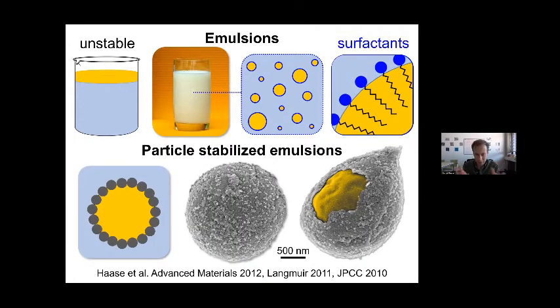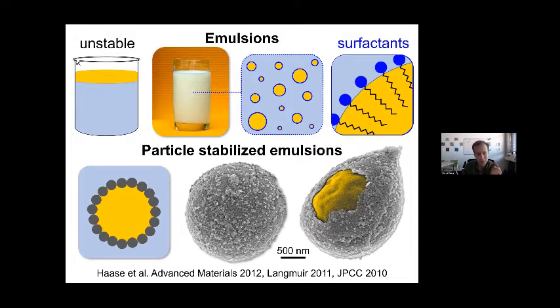But there are other types of surfactants, namely nanoparticles or colloids. They can also, just like the molecular surfactants, assemble at the interface of an emulsion droplet, like for instance has happened here. These are electron micrographs from my PhD thesis, where 20 nanometer silica spheres have self-assembled on the interface of oil droplets and formed a steric barrier on the droplet that hinders droplets from coalescing with each other. So these are particle stabilized emulsions.